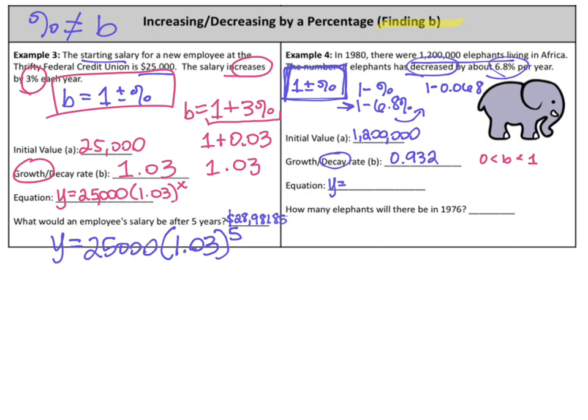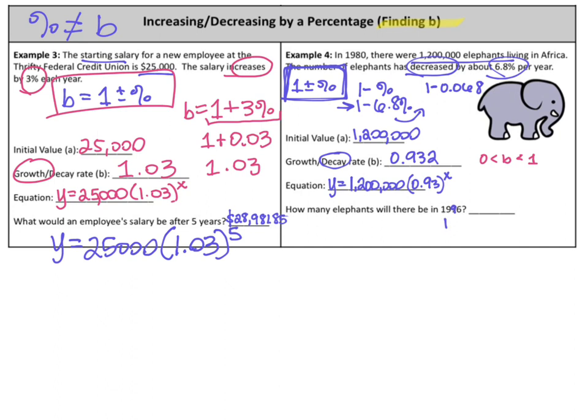Now we just need to plug it in. 1,200,000 times 0.932 to the power of X. And once again, we can use that then to calculate how many elephants there will be in any given year. So remember, we started in 1980. I think that should say 1996. We can't go back in time. So let's make that be in 96. That makes more sense. In other words, from 1980 to 1996, how many years happened?